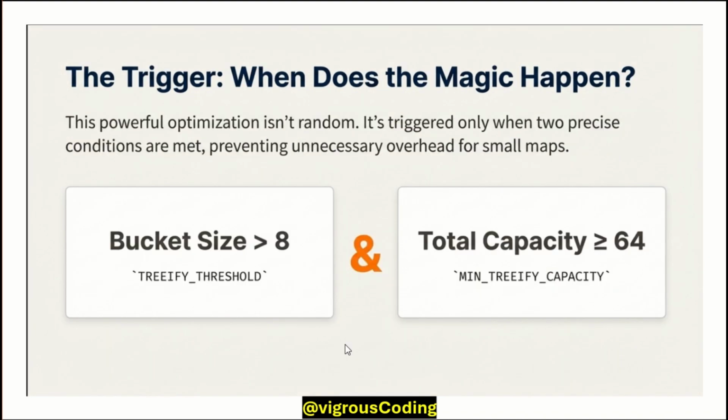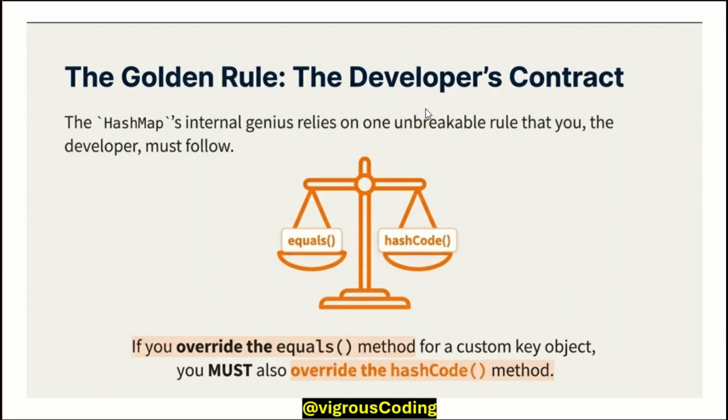Treeification happens only when there are two conditions: bucket size is greater than 8 and capacity is at least 64. Remember this number for interviews. This is one of the most important HashMap golden rules. If you override equals, you must override hashCode. Otherwise, HashMap will break its contract.